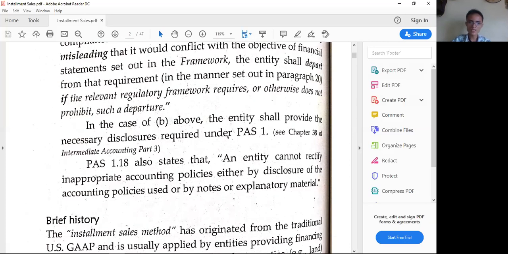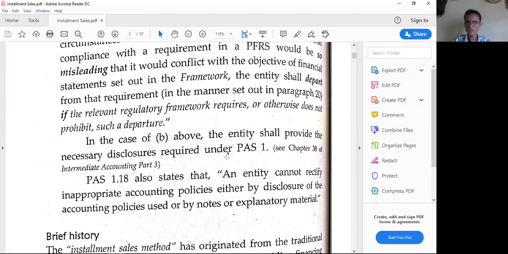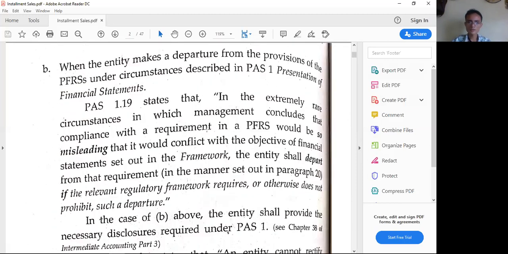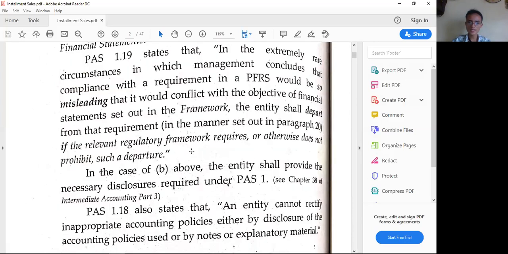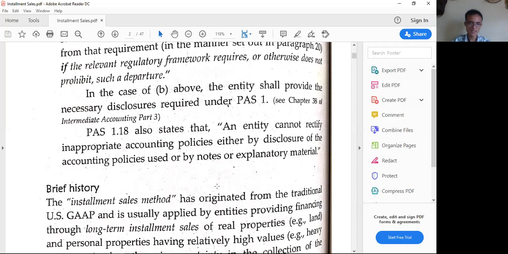Also, under paragraph 18, we have to take note that inappropriate usage of accounting policies cannot be rectified. When you say rectified, cannot be cured, cannot be removed, but just a disclosure. So, in other words, this departure is not a violation of the accounting policies under IAS 8.